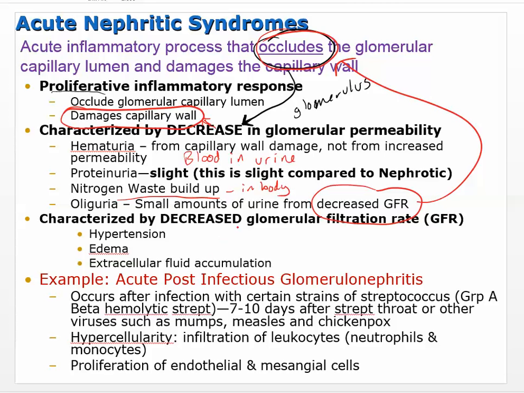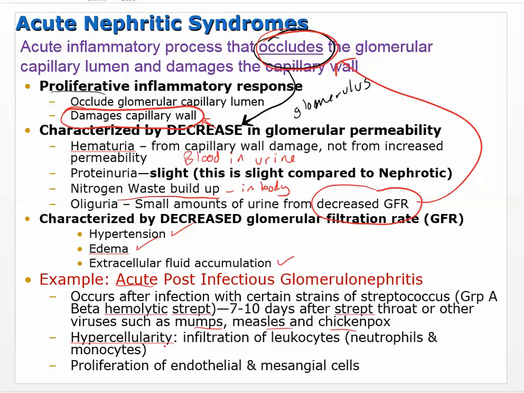So it's characterized by decreased GFR, and you'll see hypertension. Because of the backup, you may see edema, extracellular fluid accumulation. So here's an example, acute post-infectious glomerulonephritis. It's acute, so it has a fast onset. It occurs after an infection with certain strains of streptococcus, 7 to 10 days after strep throat, or other infections such as mumps, measles, and chickenpox. This is something you see, and usually it will resolve.